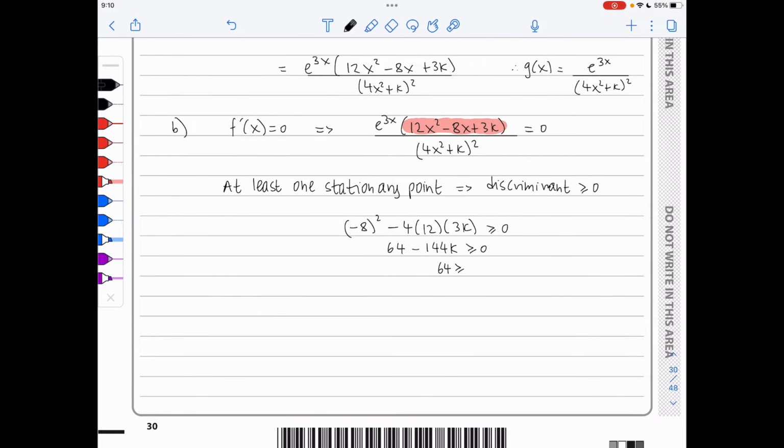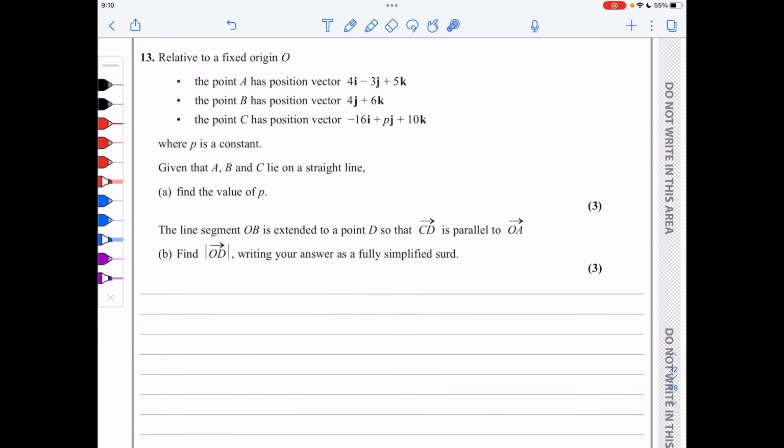64 is greater than or equal to 144k. 64 over 144 simplifies to 4 over 9 greater than or equal to k, and I also need to include the condition that k is positive that was given in the question itself, where it was said that k is a positive constant.